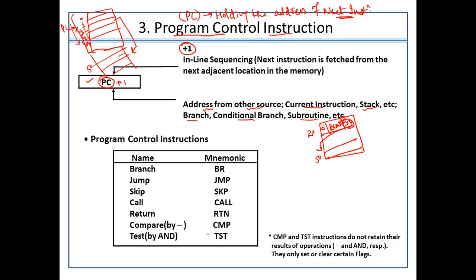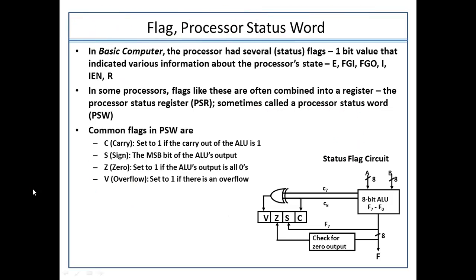So program control instructions are like branch, jump, skip, call, return, compare, and test. All these instructions fall under this category of program control, meaning they are controlled by the values present in the program counter. That's it. With this, we have already discussed these three categories of computer instructions.